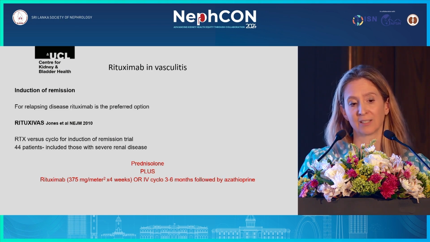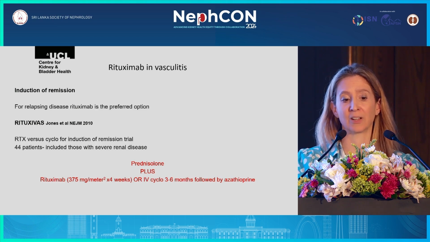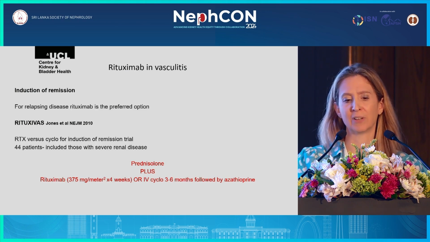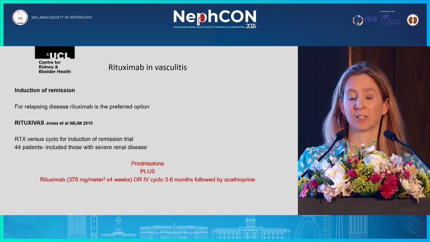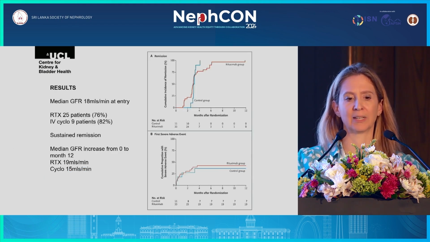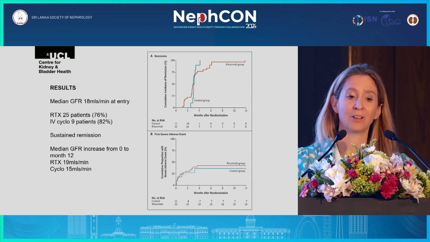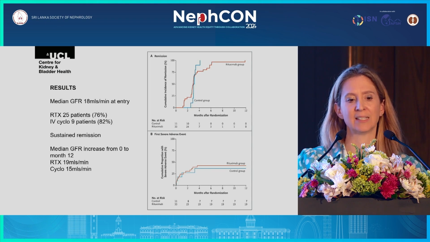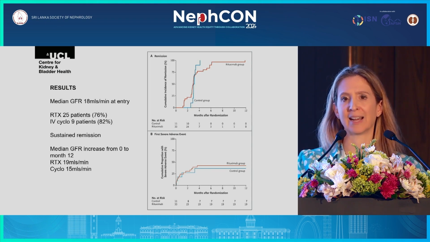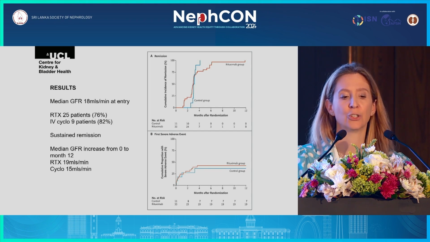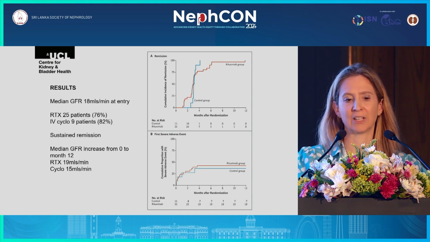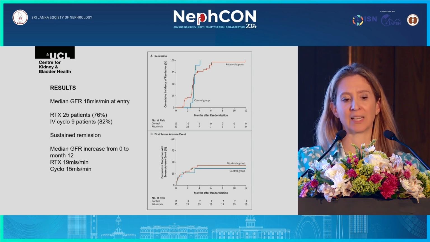The first trial, RAVE, compared rituximab versus cyclo for induction of remission. The important point about this trial is it included patients with severe renal disease and compared prednisolone plus either rituximab alone versus IV cyclo, then switched and stepped down to azathioprine. The median GFR at entry of this trial was only 18 mils per minute, so severe kidney disease. This trial showed no difference in outcome in the 2 arms, with both treatment arms having sustained remission. Importantly, the median GFR increased from month 0 to month 12 by a similar amount in both arms, with similar adverse effects.